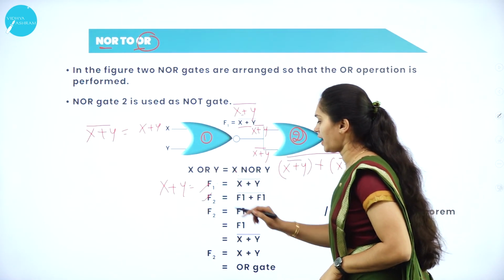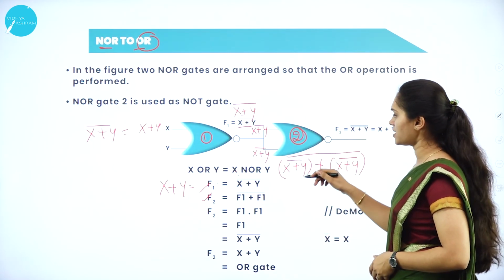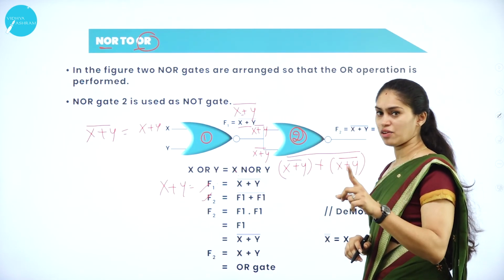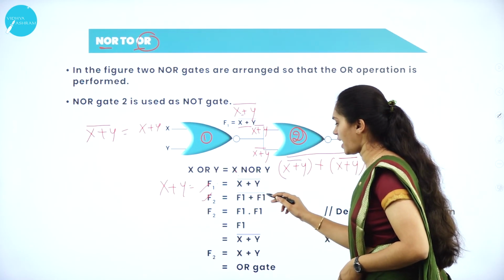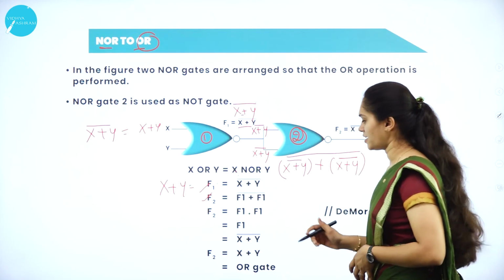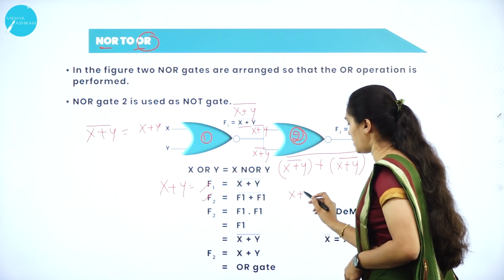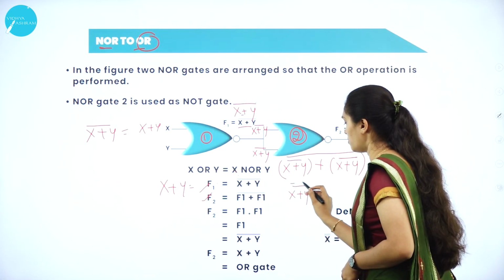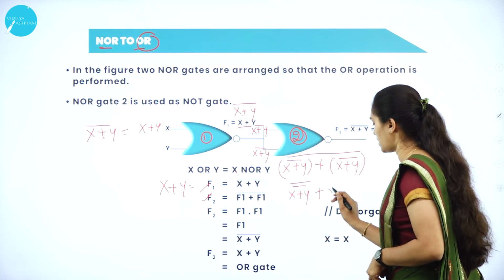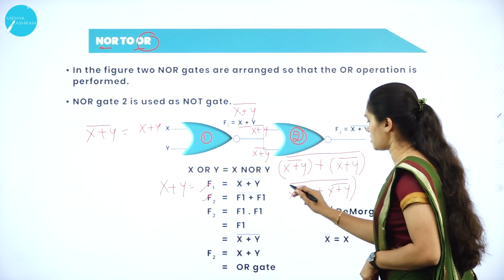F2 is nothing but the output of the second NOR gate. What was the input for that one? There I have taken two inputs, that is F1. F1 plus F1, we are using the NOR gate so that it will be complemented. So F1 plus F1 whole bar, that is nothing but ((X plus Y) whole bar) double bar. So this is what the input is. Okay, (X plus Y) whole bar. So let me consider this one.